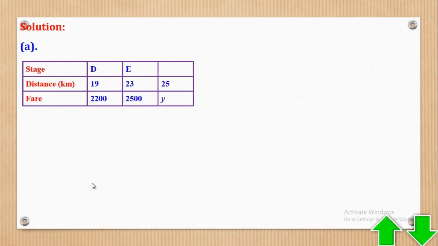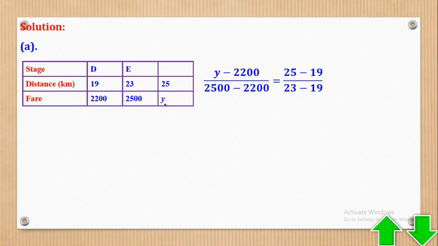So that point is after E. They said 2 kilometers after E, so it will be 23 plus 2 to give you 25. But this figure you don't know, and it's what we are going to calculate using interpolation. So we'll say change in Y will be this minus this over this minus this to give you this part. Then the change in X will be this minus this over this minus that, which gives you this. The next is to make Y the subject, and Y will be equal to shillings 2,650. So that's what they wanted for part A.